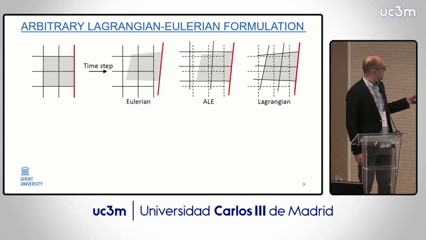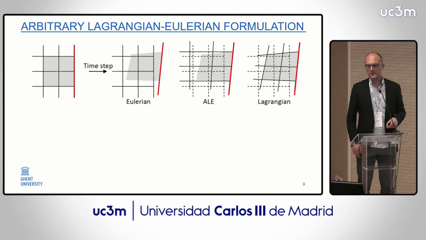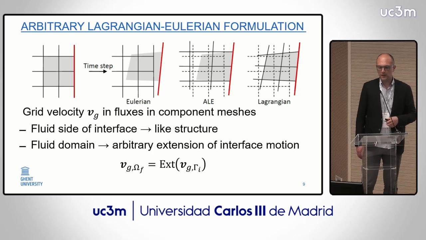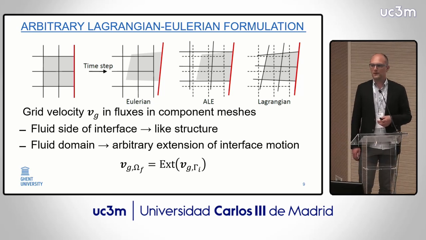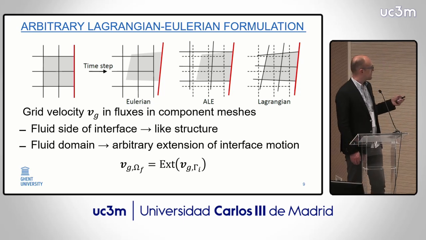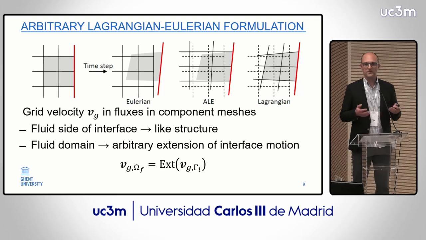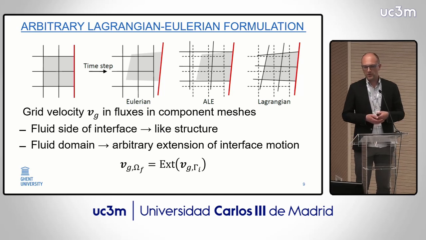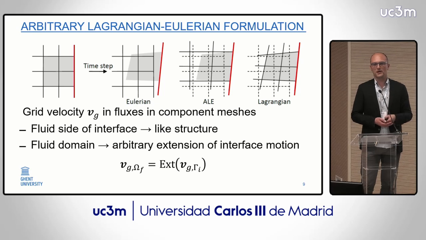And you see here, we keep a good orthogonal quality. The grid lines are orthogonal, so they definitely don't follow the fluid. They are just there to keep a good grid quality. So in the ALE approach for the deforming fluid domain, for the component meshes, we will move the grid according to the structural motion, at least in the normal direction on the interface. And in the rest of the fluid domain, inside the component mesh, we will do an arbitrary extension of the interface motion to preserve the grid quality, resulting in a grid velocity that needs to be taken into account in the fluxes in the component meshes.